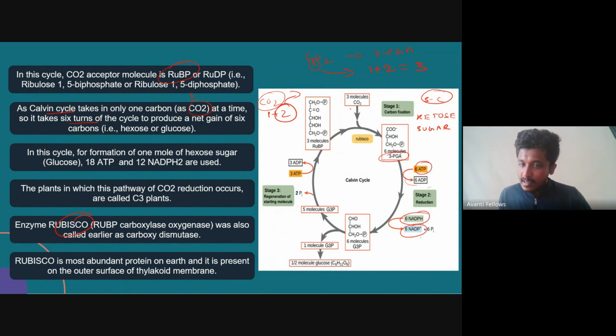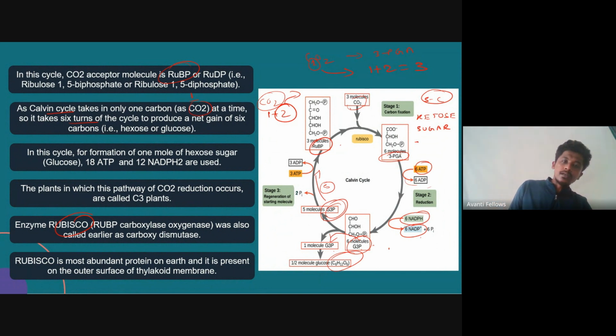This 3-PGA is eventually converted into glycerol 3-phosphate. One molecule of glycerol 3-phosphate is used for the formation of glucose, whereas 5 molecules of glycerol 3-phosphate are used for the regeneration of RuBP. RuBP is always required for fixing carbon dioxide. RuBP and carbon dioxide combine to give 3-PGA. Where do we get this RuBP? We get it through the 5 molecules of glycerol 3-phosphate, which undergo a regeneration process and become RuBP. How does it happen?